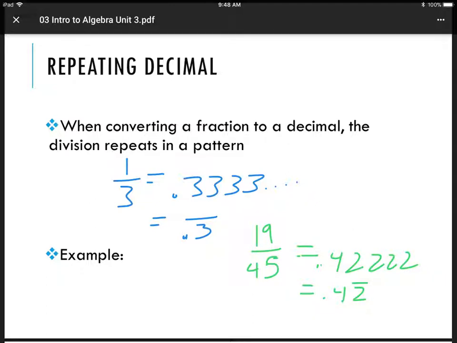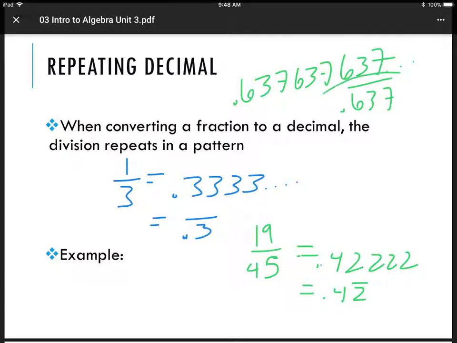They go on forever. Now, if something has a repeat pattern to it, so let's say it's like this, 0.637, 637, 637, right, forever and ever. That means you can have 0.637 with the repeating symbol. It can be represented as a fraction. There's a way to turn it into one. It's actually kind of a fun method. But it means you can turn it into a fraction, or it was a fraction at one time. So that's what a repeating decimal is.